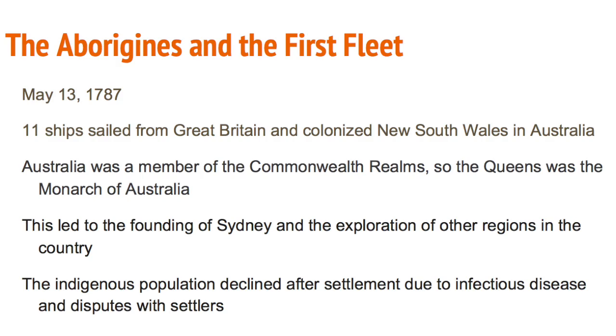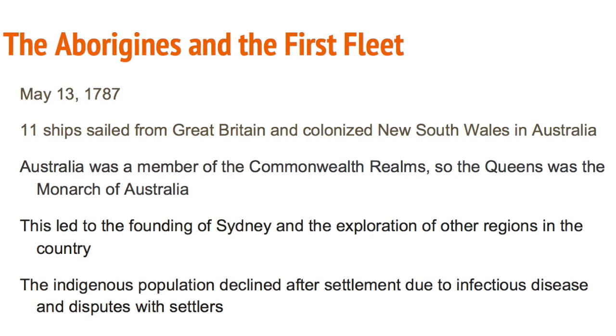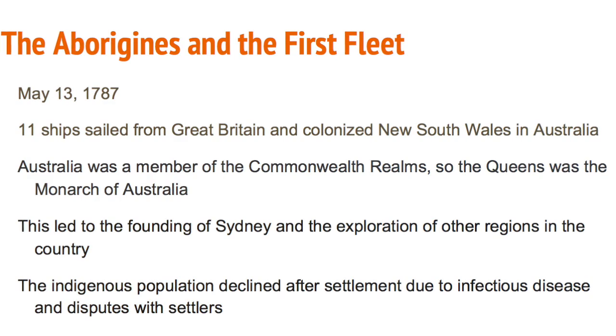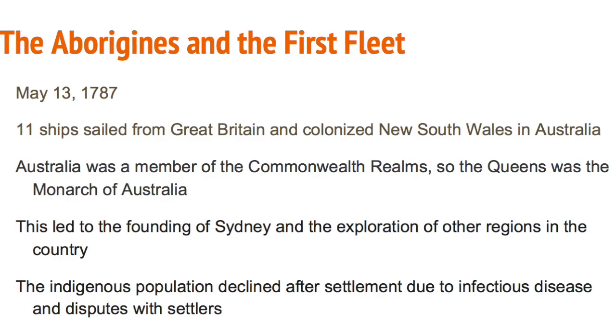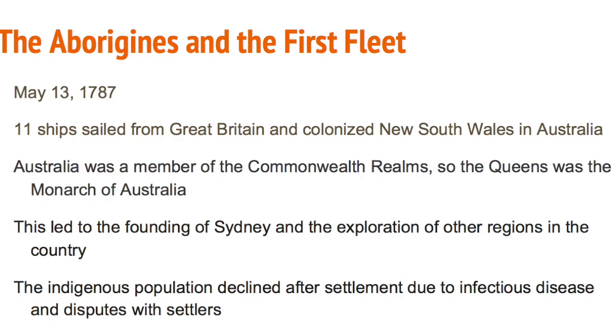The first fleet landed in Botany Bay. However, their commander, Arthur Phillip, didn't exactly like the area, so he sailed north to arrive in what is now known as Sydney. He named this new colony Sydney after the British Lord Commander, Lord Sydney.